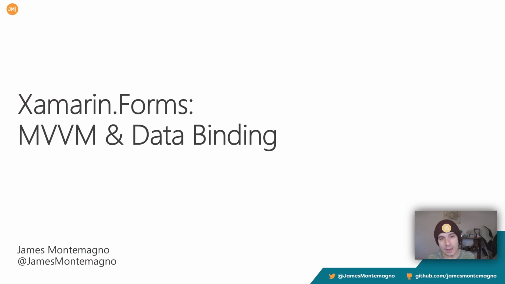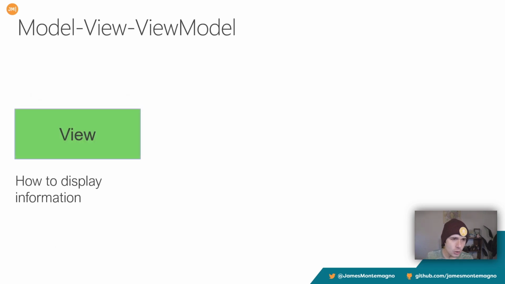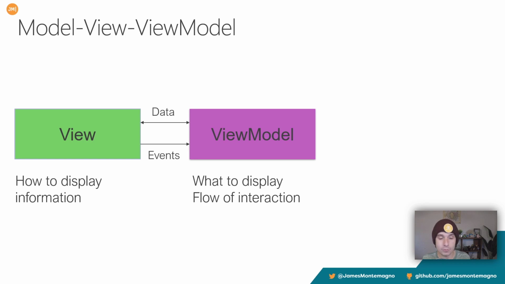All right, so MVVM and data binding are actually two separate things. MVVM is just an architectural pattern, and data binding is the awesome stuff that makes all that magical user interface update in real time. When we talk about MVVM, I like to put it in a few boxes. The view is our user interface. That's the XAML that we've been creating so far, and it's how to display information, because we put a label, we put a button, it's how we're displaying our UI and our information.